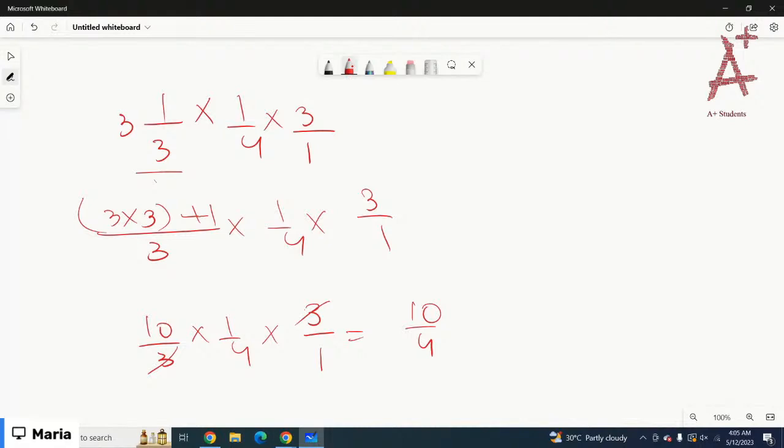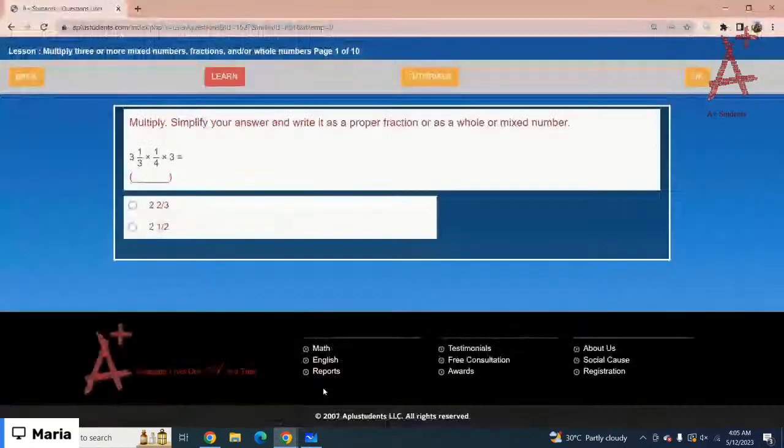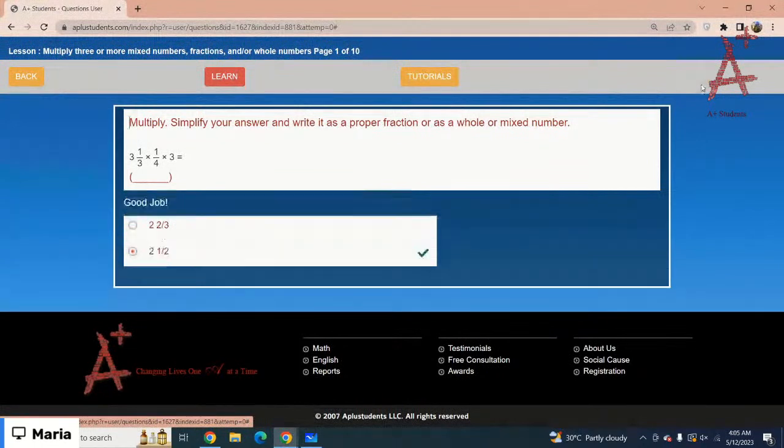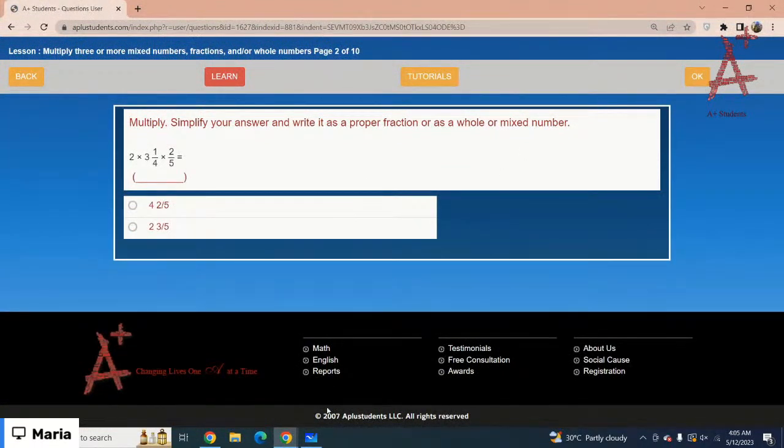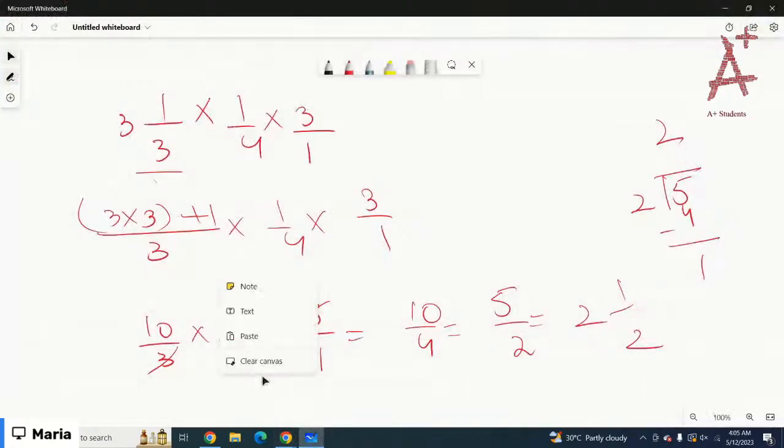Got it? Just 10 times 1 is 10 and 4 times 1 is 4. You can divide. We have a common number, that would be 2. It would be 5 over 2. When you divide 5 by 2, it would be 2 times 2 is 4 and 5 minus 4 is 1. So it would be 2 whole 1 over 2. The correct option is 2 whole 1 over 2. Got it, everyone? If you have any question, you can ask. It would be 2 whole 1 over 2. Okay, the next one is 2 times 3 whole 1 by 4 times 2 over 5.